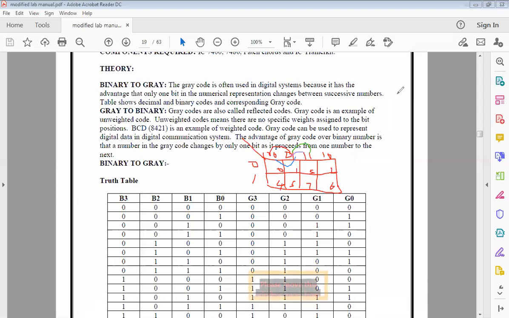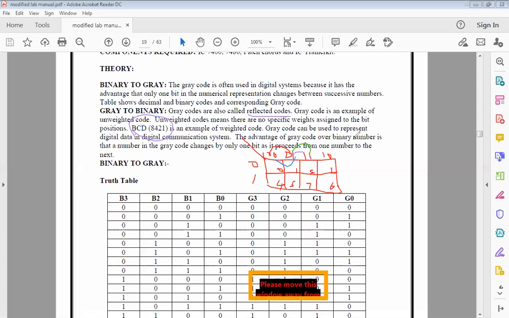Okay. So gray codes are also called reflected codes. Now this is important. Why do we call them reflected codes? I will tell you once we look into the truth table. Gray code is an example of an unweighted code. Then what is an unweighted code? It means there are no specific weights assigned to a bit position. Just like how we have 8421, where our MSB, the most significant bit, has 8, and our LSB, the least significant bit, has the value of 1. But here there is no such thing. It is just random.